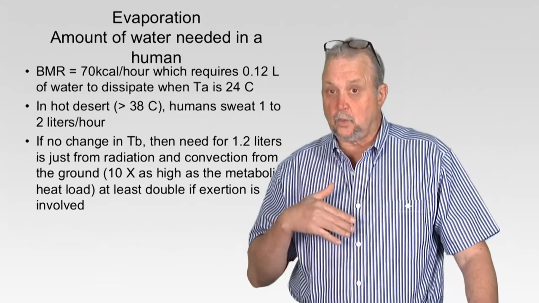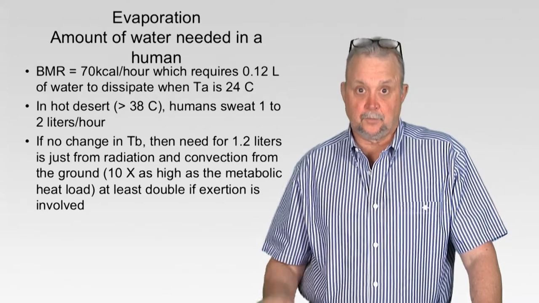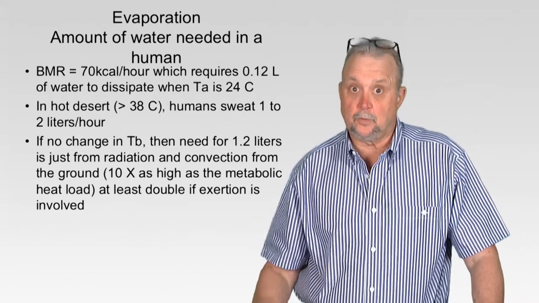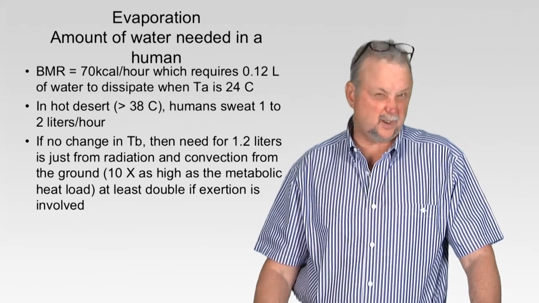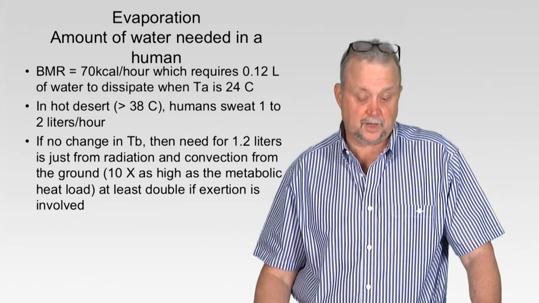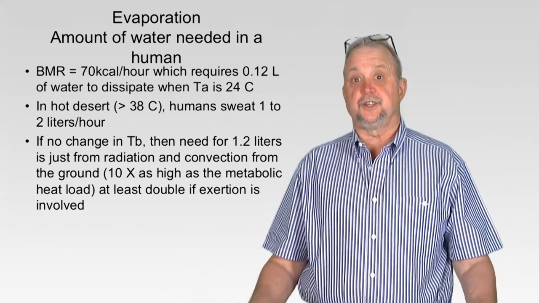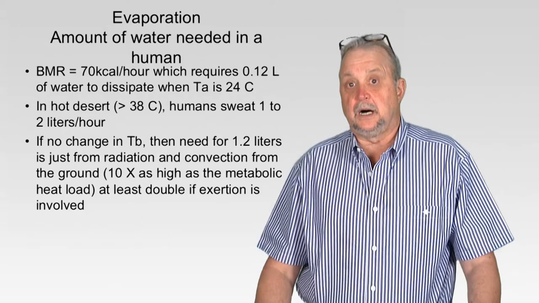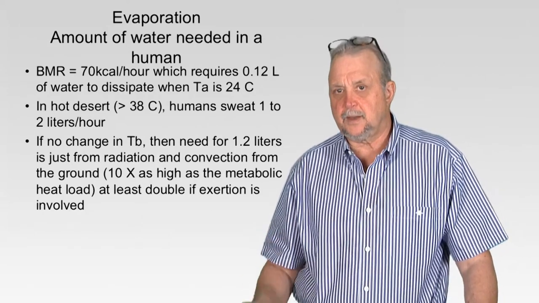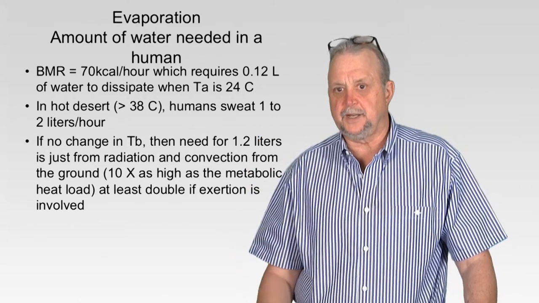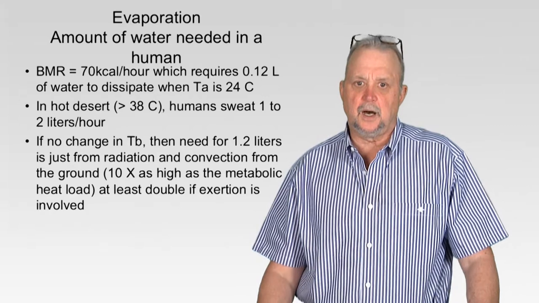Let's just look at what you and I need to maintain our body temperature. Right now, this room I'm in, and hopefully the room you're in, is pretty comfortable. It's right around 24 degrees centigrade, somewhere around 70 to 75 degrees Fahrenheit. If I quit talking and I just sat here, I would have to sweat just a tiny bit to keep my body temperature from going above 98.6, and it will only be about 0.12 liters per hour.